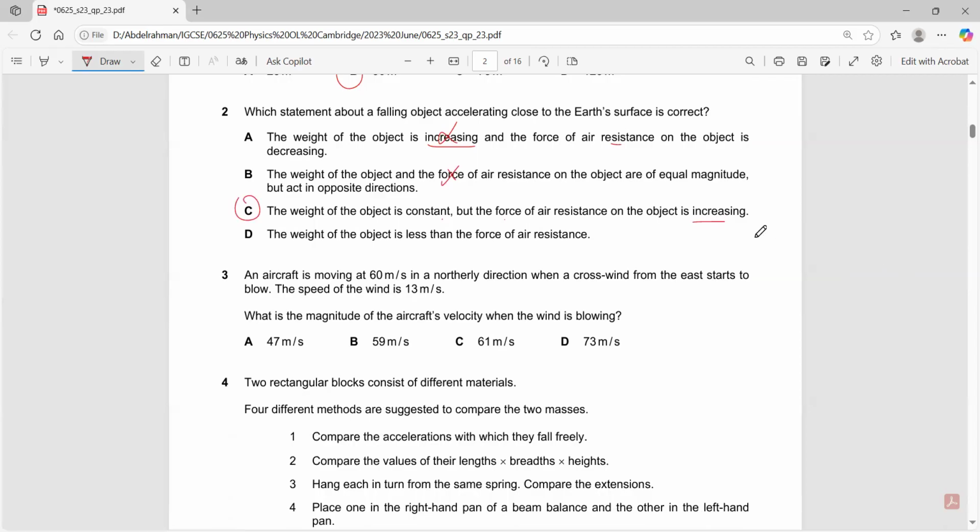An aircraft is moving at 60 meters per second in a northerly direction. When a crosswind from the east starts to blow, the speed of the wind is 13 meters per second. What is the magnitude? So one of them is north at 60 meters per second, and then from the east, we can say it's blowing from the east to the west in this direction at 13. So 60 and 13, you can find the resultant of this magnitude using Pythagoras' theorem, square root of 60 squared plus 13 squared, which would be slightly greater than 60, almost 61 meters per second.